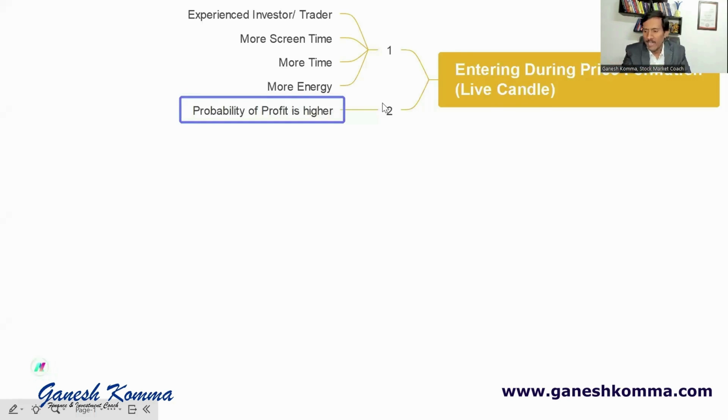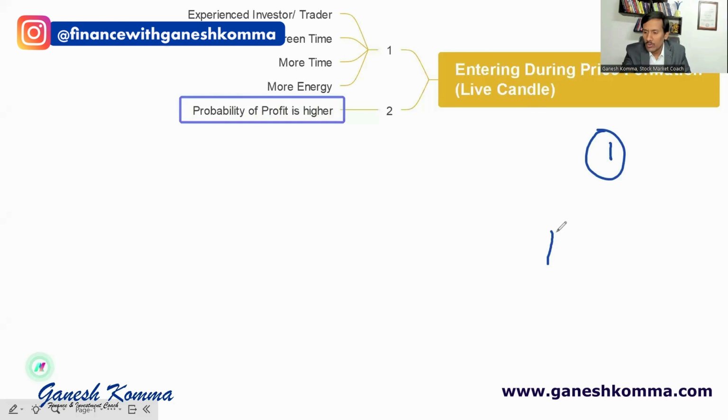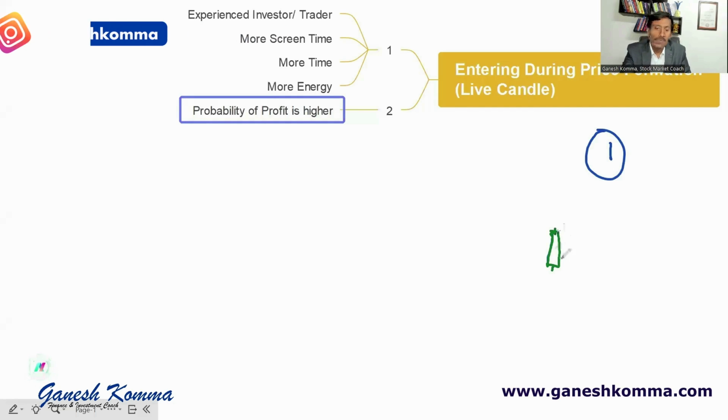Let's say in the first setup, what we discussed, you are waiting for a perfect candle to form. And for this waiting, or getting the setup in your direction, you'd be waiting for one or two candles and then you take the trade.